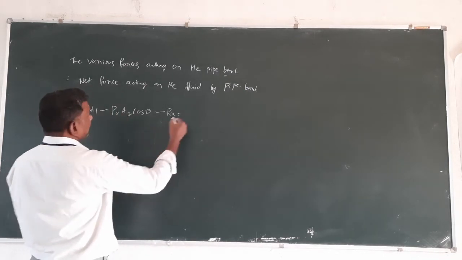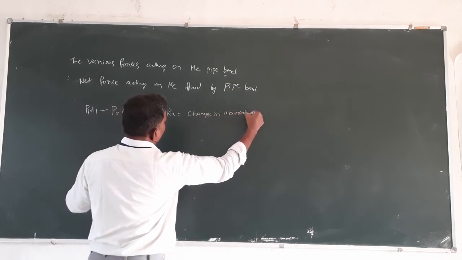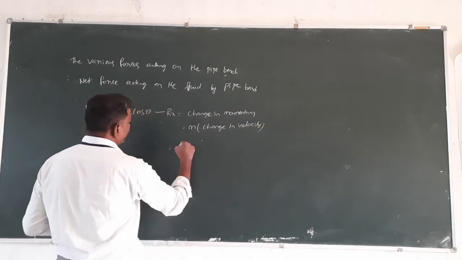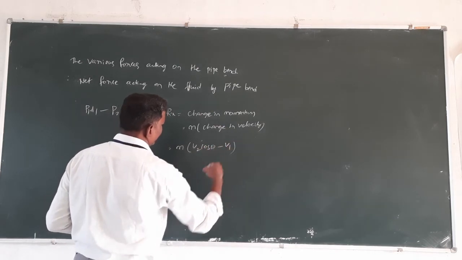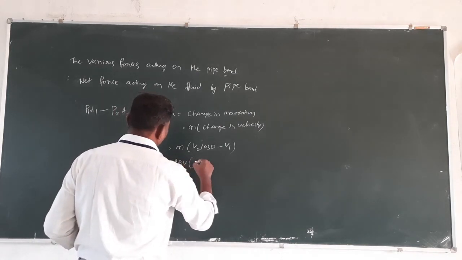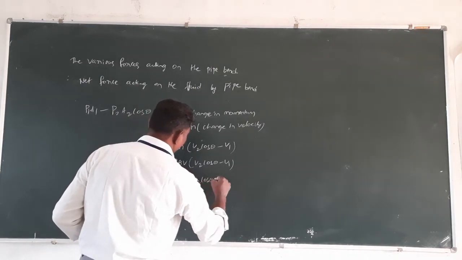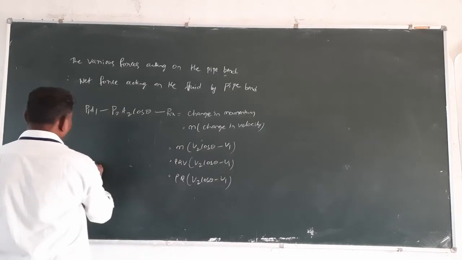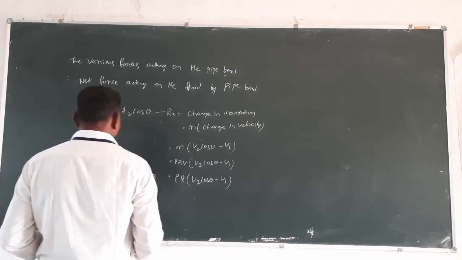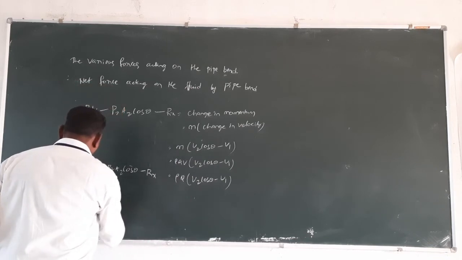Net force is equal to change in momentum. This is equal to m into change in velocity, that is equal to m into (v2 cos theta minus v1). m is equal to rho Q, the mass flow rate is equal to rho A V, and A V is nothing but Q. So rho Q (v2 cos theta minus v1) equals P1 A1 minus P2 A2 cos theta minus Rx. So we need the reaction offered by the pipe bend on the fluid, so write the expression for Rx.